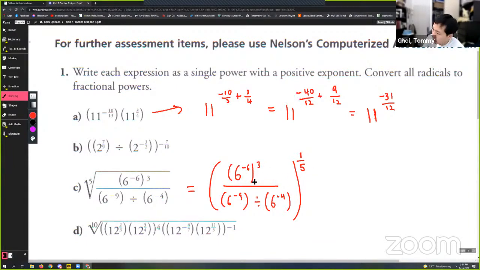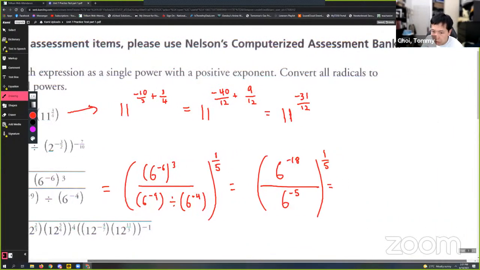And we can just do the integer math inside, the exponential laws inside. So we're going to get negative 6 times 3, which is 6 to the power of negative 18. And then the bottom here we can do separately. Negative 9 divided by negative 4, which is subtraction. So negative 9 minus negative 4 gives us 6 to the power of negative 5, to the power of 1 over 5.